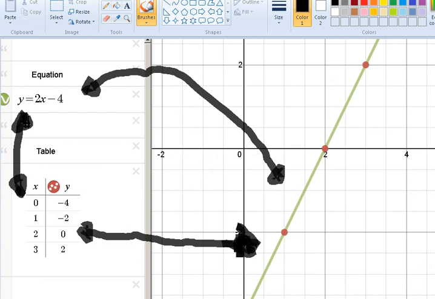So there we have it. 3 representations of the linear function. They're all connected: the equation, the table, and the graph.